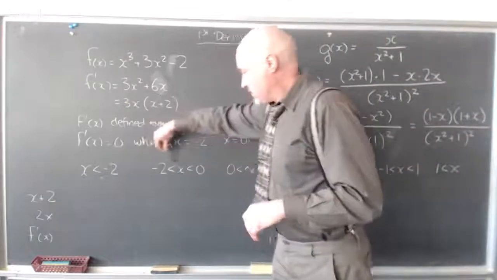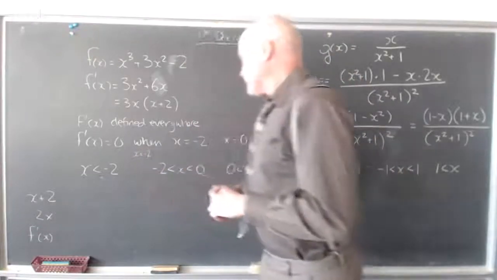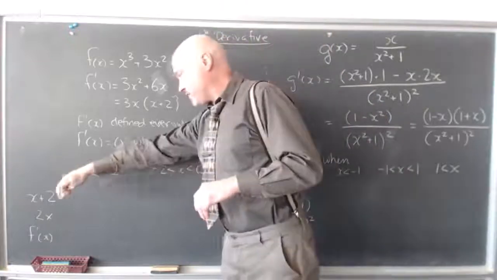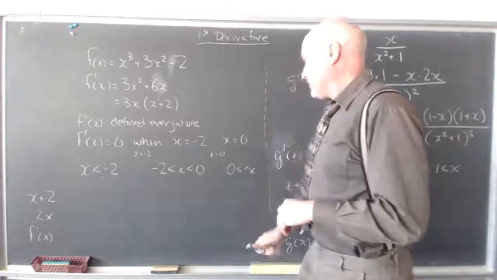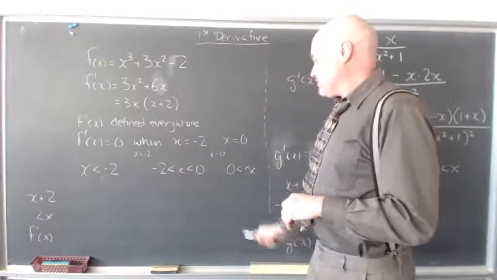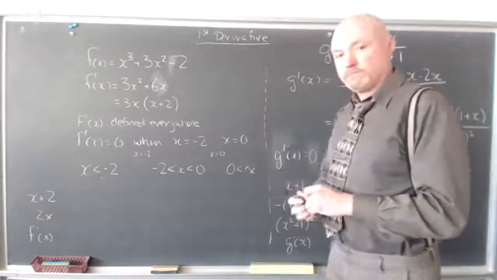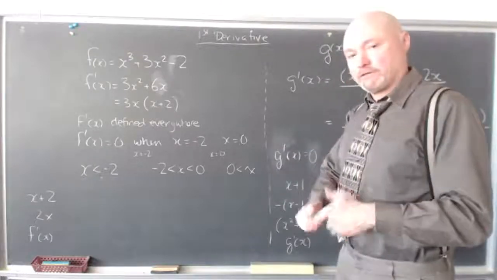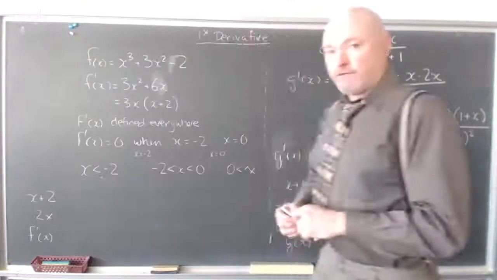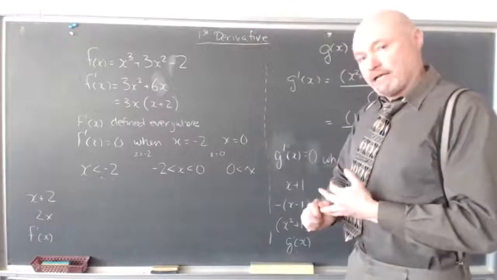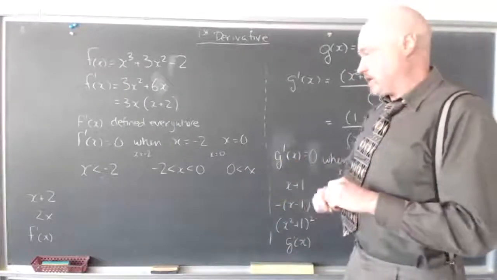So the intervals go across the top. There's my critical point when x is negative 2, and this is everything when x is less than negative 2. Here's my second critical point when x is 0. This is when x is between negative 2 and 0, and this is the last interval, x being greater than 0. So we're going to find the sign of each factor in each interval, and then multiply them together to find the sign of the derivative in that interval, and that tells us if the function is increasing or decreasing in that interval.